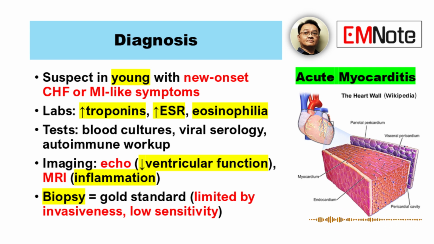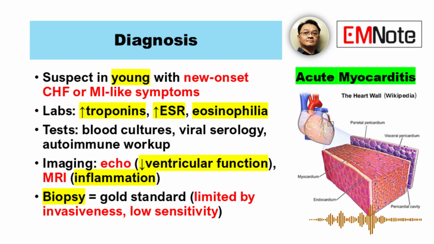Diagnosis is indeed challenging. There's no single definitive test that's sensitive and specific. Clinicians should suspect myocarditis in young patients presenting with new-onset heart failure or signs mimicking myocardial infarction. Cardiac enzymes like troponins may be elevated, ESR can be high in up to 60% of cases, and eosinophilia might suggest drug-induced hypersensitivity. Routine workup should include blood cultures, viral serologies, and autoimmune markers.